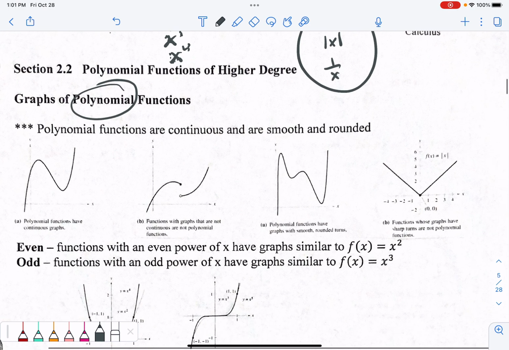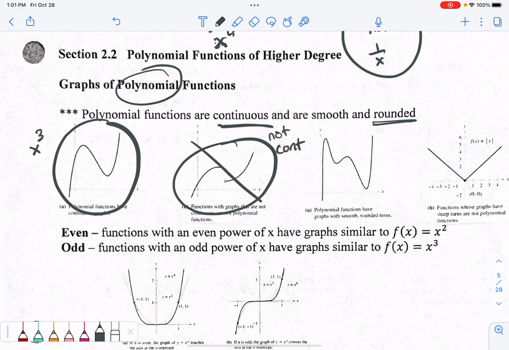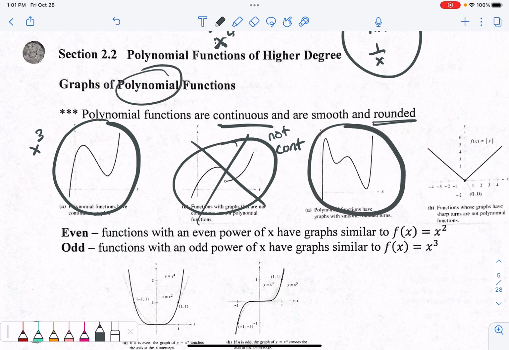Polynomial functions are continuous, meaning they have no breaks and are smooth and rounded, okay? So here is an example of a polynomial function. This is more specifically an x to the 3rd power, probably. This one has a break in it, it is not continuous, so this is not a polynomial function. This one is a polynomial function. It is rounded. What do you think it is? X to the 1, 2, 3, 4, 5th. X to the 5th.